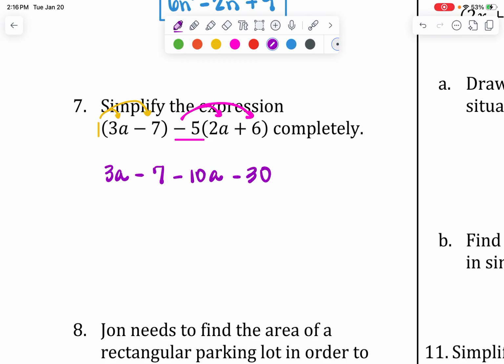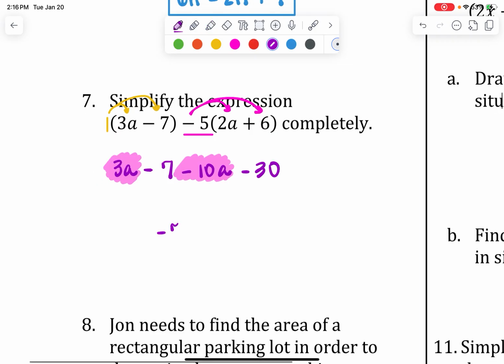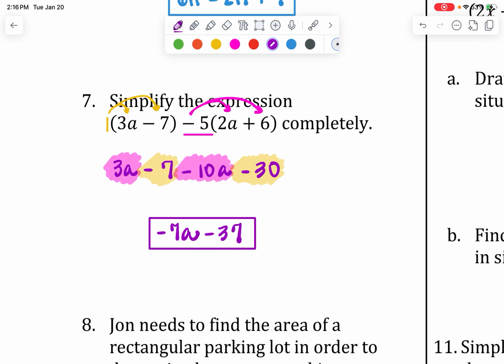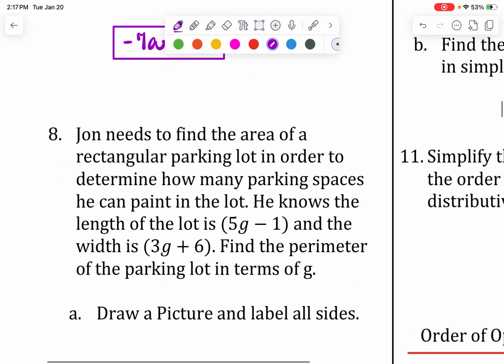And of course, I'm not done because I happen to notice that I have 3 a's right here and negative 10 a's right here, which is going to give me negative 7 a's. And then I have negative 7 constants minus 30 more constants, which is going to give us negative 37 total constants. And that is our final simplified expression. Okay. All right, moving on.